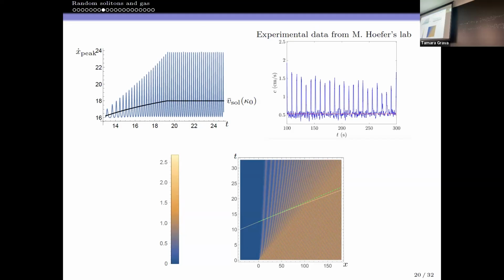This is Mark Hoefer. When I gave this talk, Mark Hoefer gave me his experimental soliton gas result. He gave me this plot where he put a soliton on a bunch of smaller solitons. I don't know how he did it, and he measured this oscillation of the velocity.